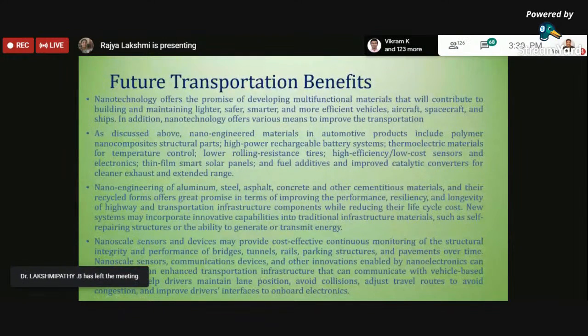Nanoscale sensors. Here I am not explaining nanoparticles for construction, but even for monitoring. What is the life of the particular infrastructure, especially in transport? For example, what is the life of the bridge? What is the life of the tunnel? What is the life of the railway track? What is the life of the parking structure, pavements, whatever it is? When people construct these, they should be built in with some kind of nano sensors, so that they will intimate or notify us about the life, or if there is a chance of any damage in the near future.